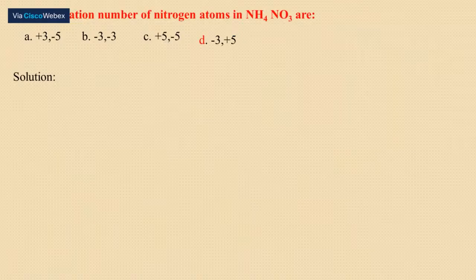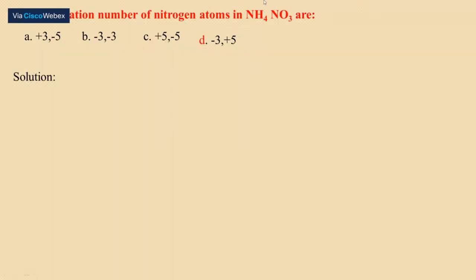So the oxidation number of nitrogen atoms in NH4NO3, ammonium nitrate, are... So you have to look for the two places where you are finding the nitrogen. So in the ammonium part, and also in the second part. Now we have to find the oxidation number of nitrogen in the ammonium part, that is NH4, as well as NO3. So let us see the solution.